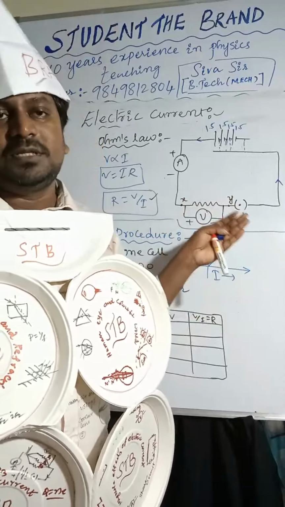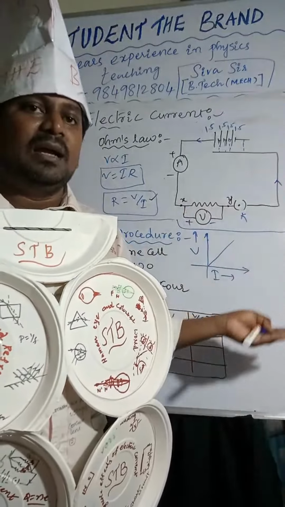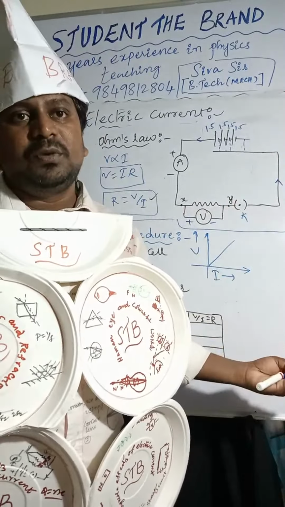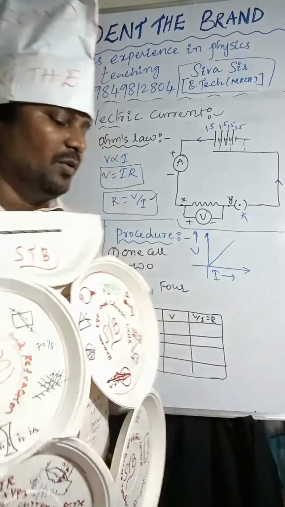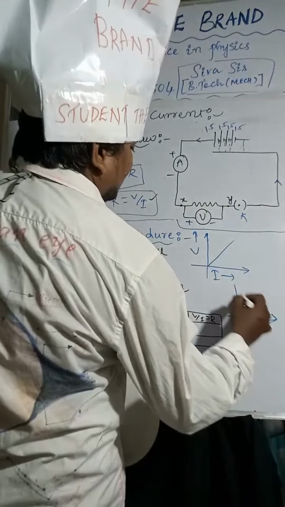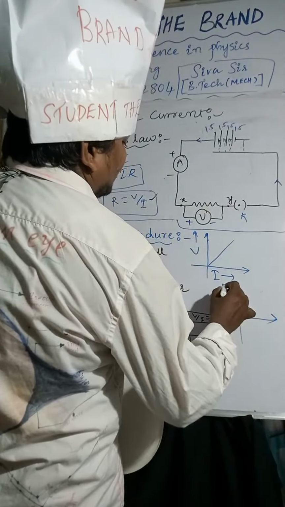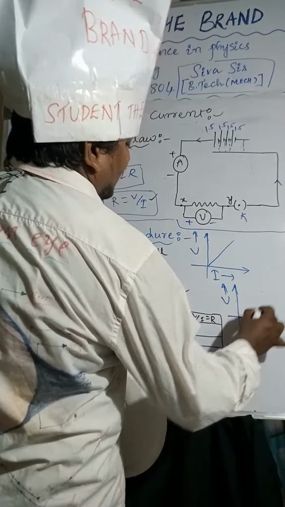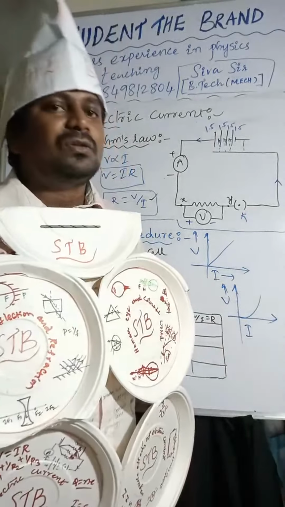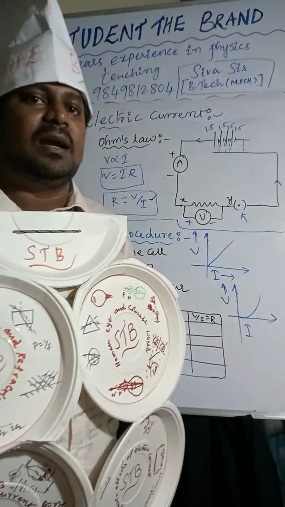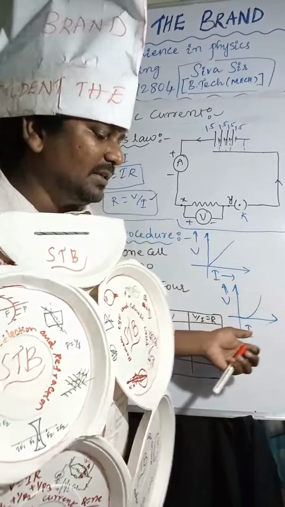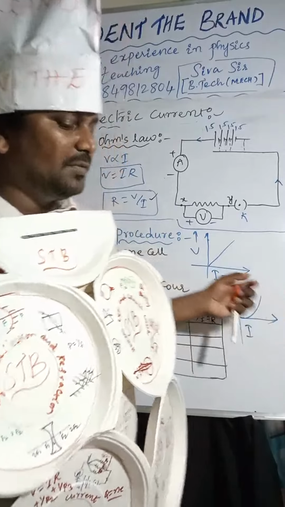The substances or conductors which obey Ohm's law are called ohmic conductors. Coming to non-ohmic conductors, the graph is not a straight line, it is a curve, like this. So for ohmic conductors the graph is a straight line, linear. For non-ohmic conductors, the graph is a curve. I hope it is very clear to you all.